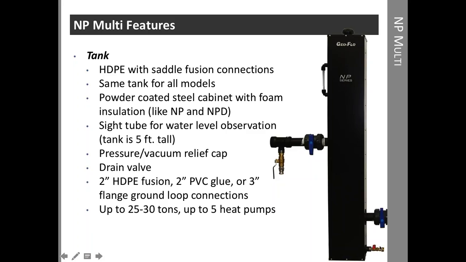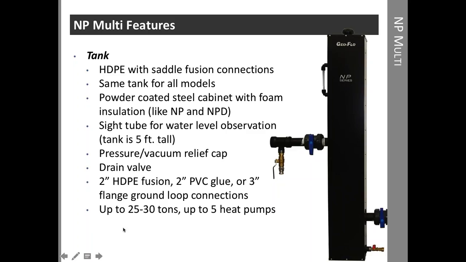The drain valve at the bottom lets us drain the tank if necessary. And then our connections, you can see here on the left-hand side, we have a 2-inch socket fusion connection, but this could also be a 2-inch PVC glue, or it could be a 3-inch flange. And we typically use the flange connection when we get into higher flow rates. If it's maybe smaller heat pumps, or only 3 or 4 heat pumps, we might be able to use the 2-inch fusion or 2-inch glue.